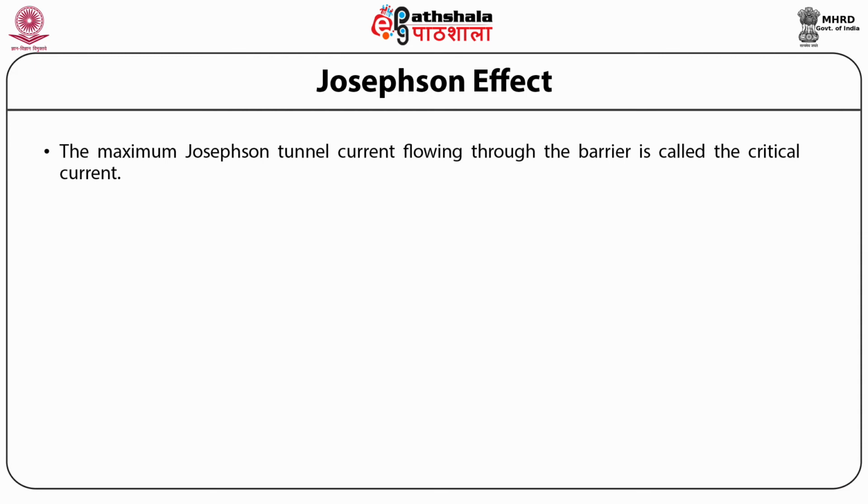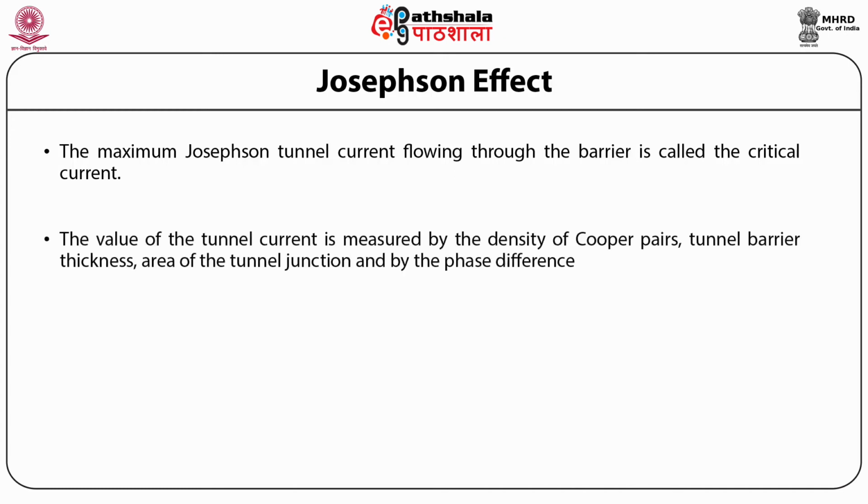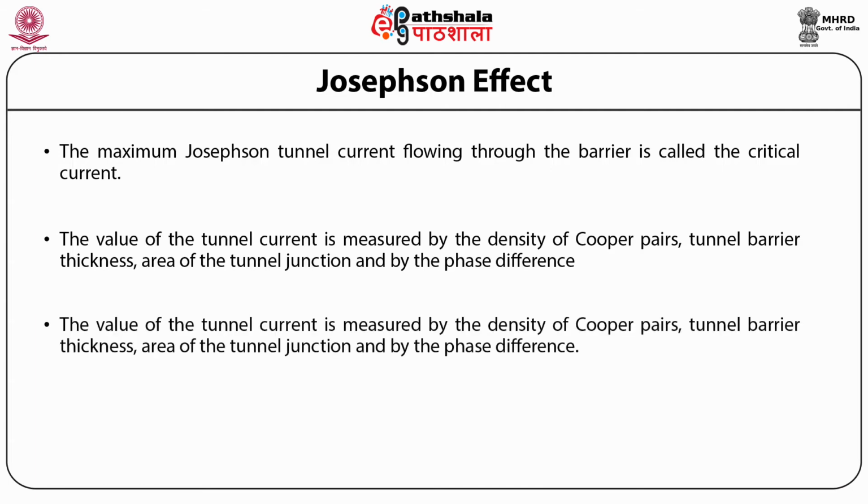The maximum Josephson tunnel current flowing through the barrier is called the critical current. The value of the tunnel current is determined by the density of Cooper pairs, tunnel barrier thickness, area of the tunnel junction, and by the phase difference phi. The AC Josephson effect relates the voltage across a junction to the temporal change of the phase difference. Thus, a voltage across a Josephson junction leads to a current.